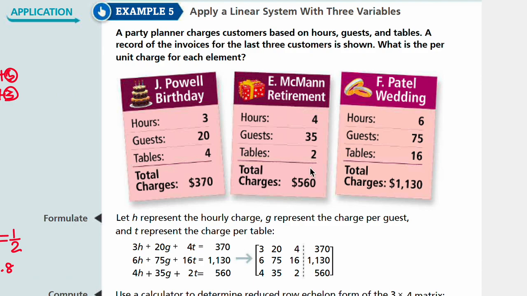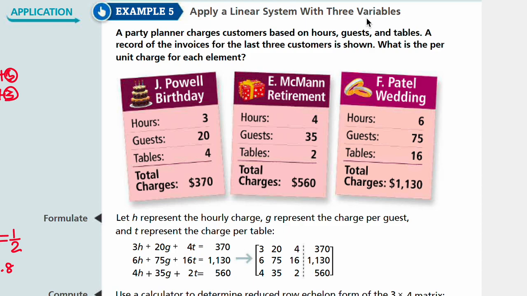Let's look at example 5. This is the last example that we're going to learn in this lesson, and this is the application problem. So we're going to apply everything we learned into a real-world problem. Let's apply a linear system with 3 variables into a real-world example.